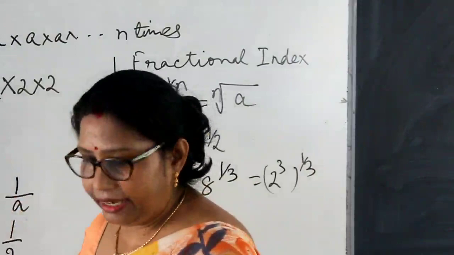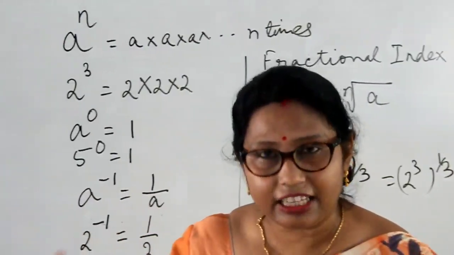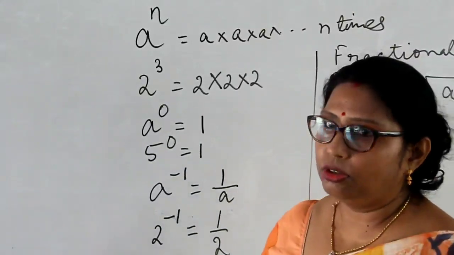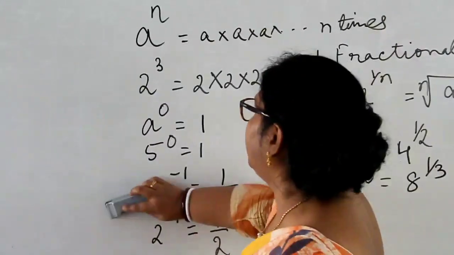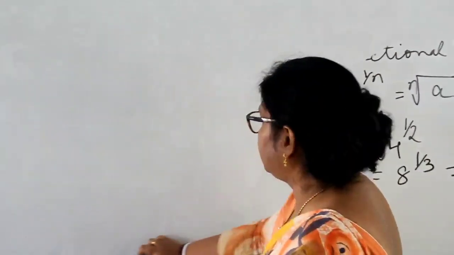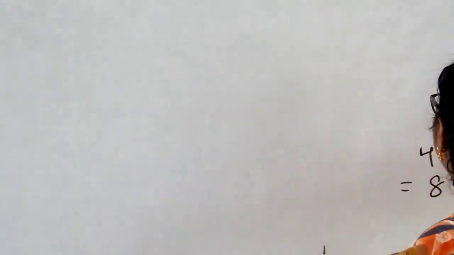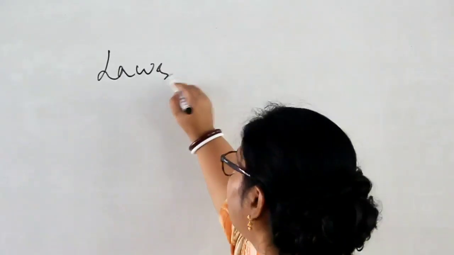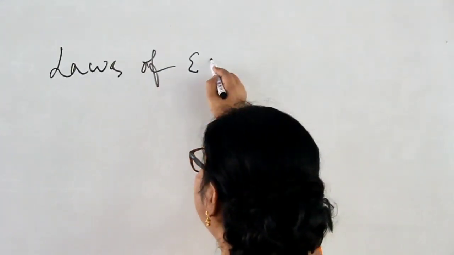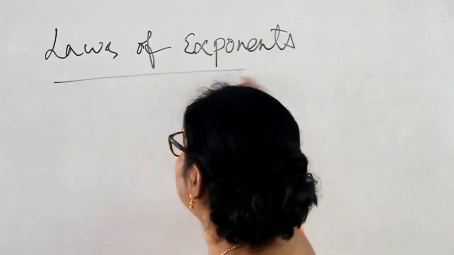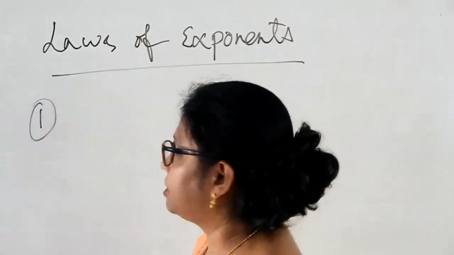Now these indices or exponents follow certain rules. Some of those laws of exponents we are going to discuss here, starting with the first law of index. The laws of exponents are going to be like this.